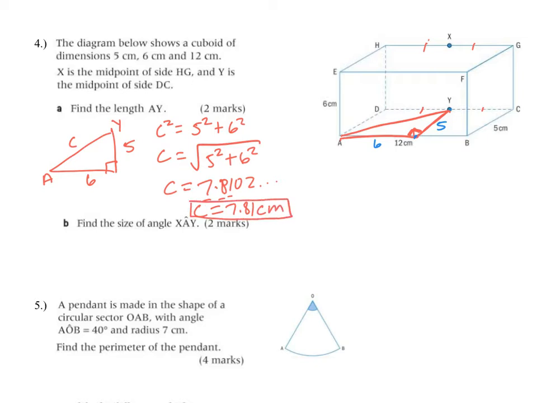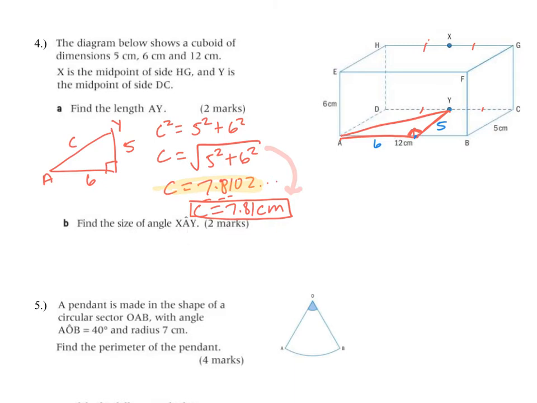Now, I want to point out that when I keep writing down this number, you don't have to write that down. I'm just showing you what shows up on the calculator, to help you with your rounding. So in your work, you would just go from here to here. You don't need to write that whole long number out, okay? So then let's move on to start part B that says find the size of angle XAY.